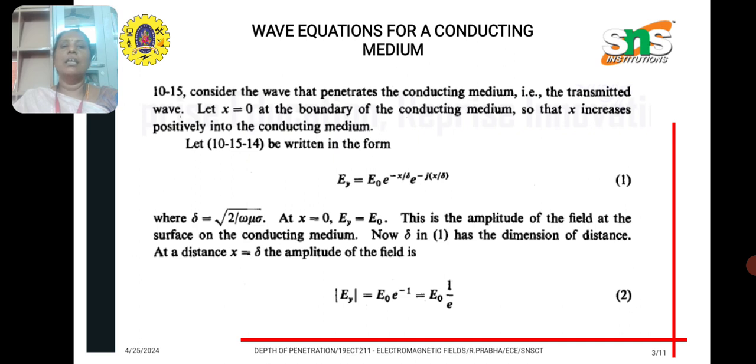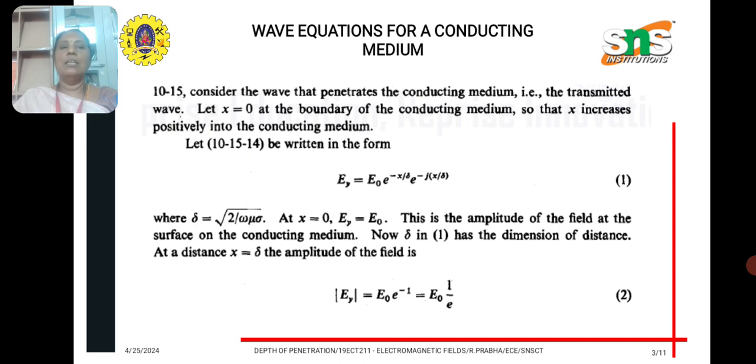So we can write the electric field as Ey is equal to E naught e power minus x by delta into e power minus j x by delta. So here delta is called skin depth and it is given by root of 2 divided by omega mu sigma. At x equal to 0, this Ey becomes only E naught, and this is the amplitude of the field at the surface of the conducting medium.